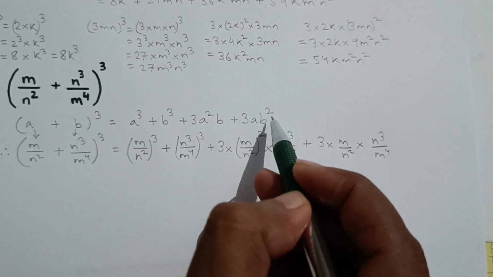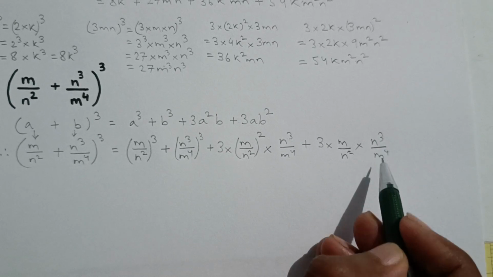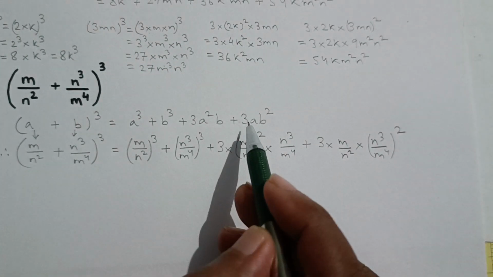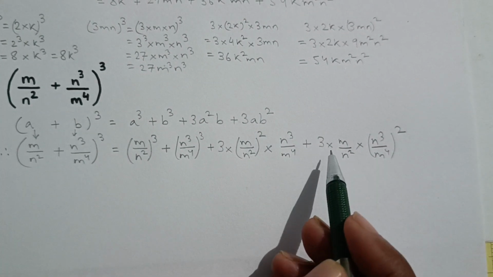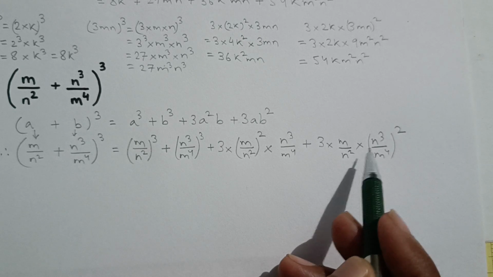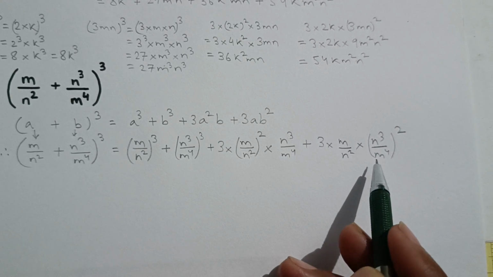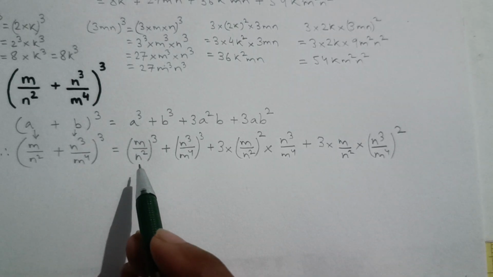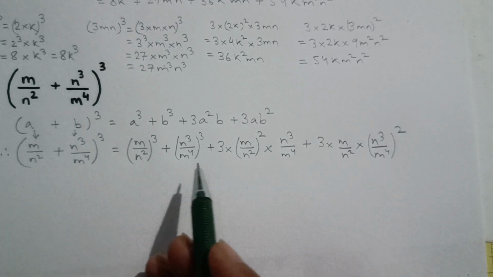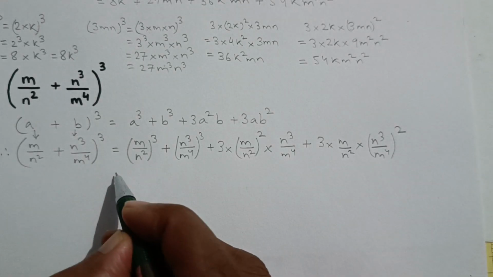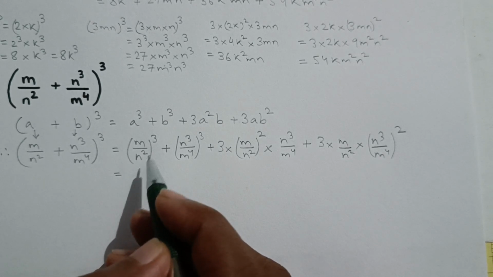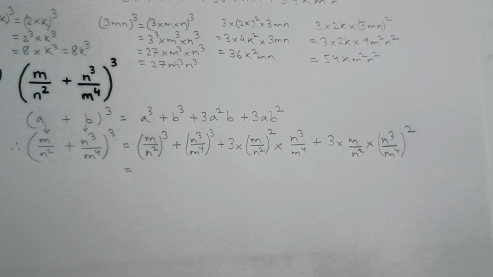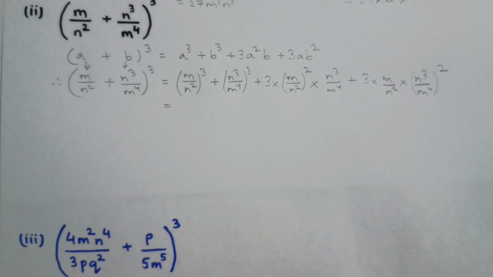Now b is squared. So therefore this expression is also squared. So 3ab square becomes 3 into m upon n square into (n cube upon m to the power 4) whole square. And now to get our final answer, we have to solve this expression. So (m upon n square) whole cube, how much is that? So let us do the working over here.